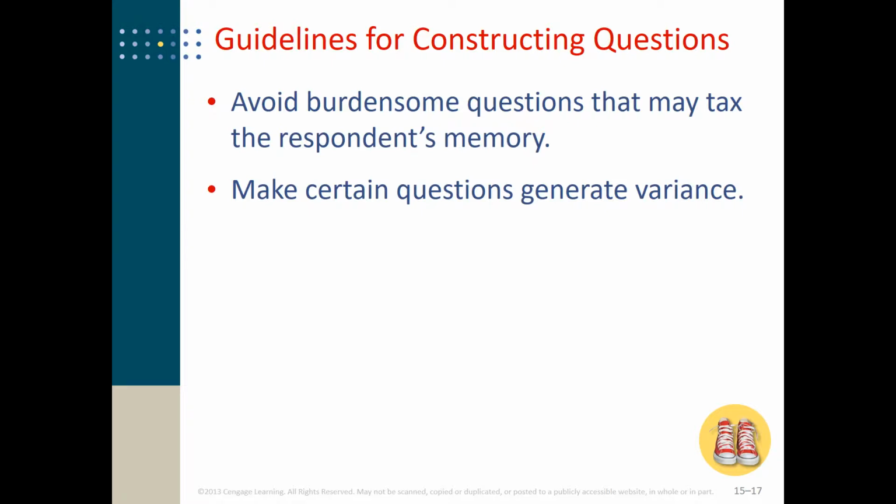The last rule is to make certain questions generate variance. We need to ask questions in such a way that they create variance from respondent to respondent. For example, you ask what is your income level, and you provide such a huge range that almost all your respondents belong to one particular group. So it does not serve your purpose. So these are the basic rules of writing a questionnaire.